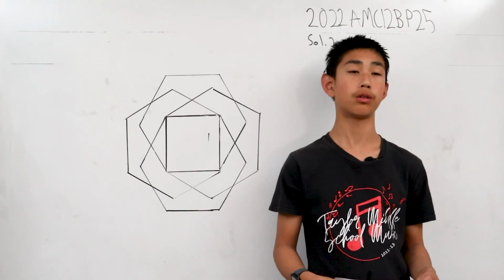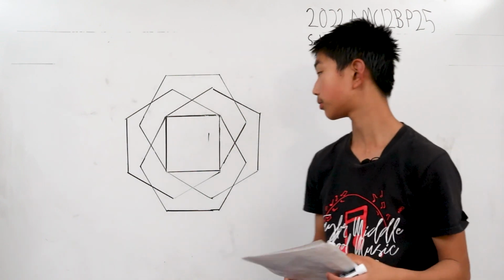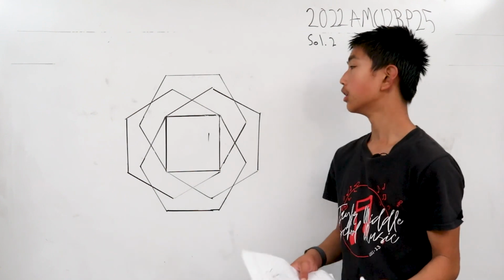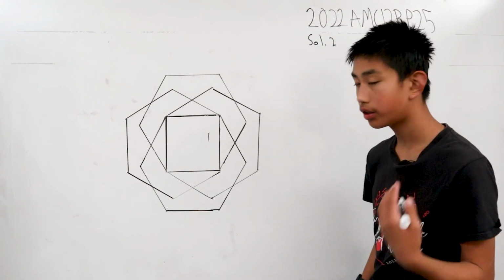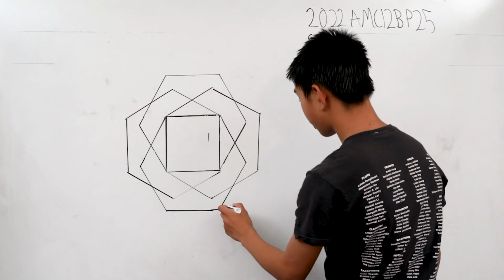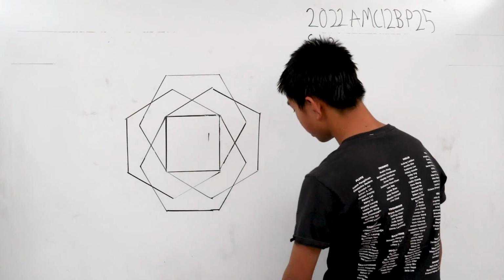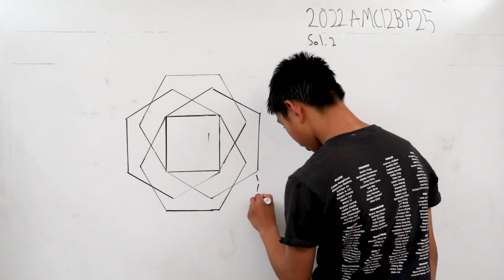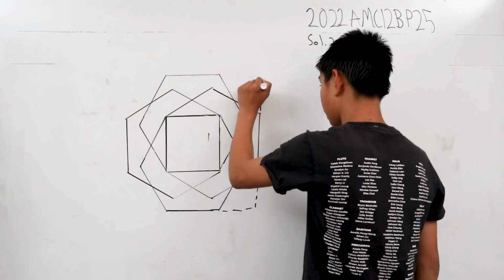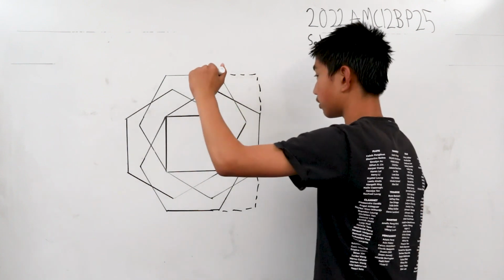This is solution 2 to problem 25 from the AMC 12B from 2022. So we know that this is an oddly looking shape, but we know that all these edges are straight, so they're perpendicular to each other. So all we can do is, if we just make this thing a big square, that would make it a lot easier for us to do the math. So we do that.